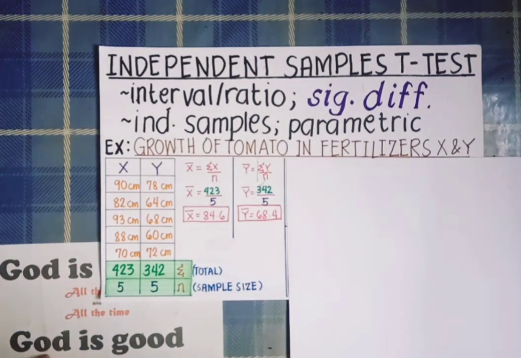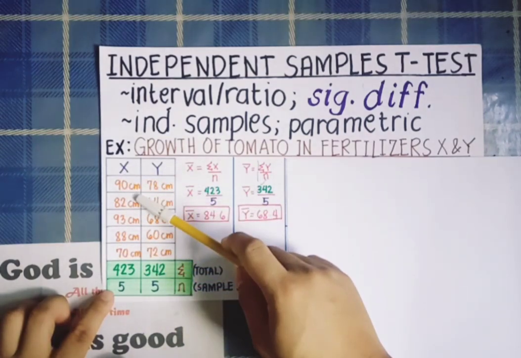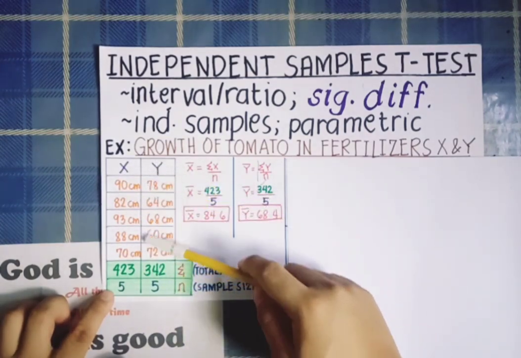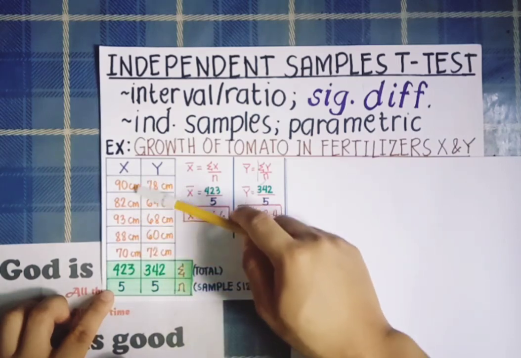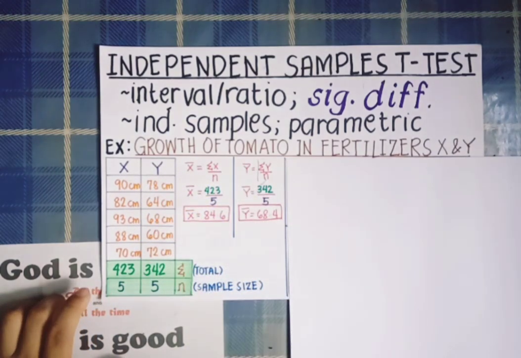Now, there are actually four things that we need to compute first before we go with the computation of the t statistic proper. So what are those four? We need to compute first the mean growth for the X, next the mean growth for the Y, next the variance for the X, and the variance for the Y. Now we already know how to compute the mean and the variance, so we are just going to apply what we learned in our past discussion.